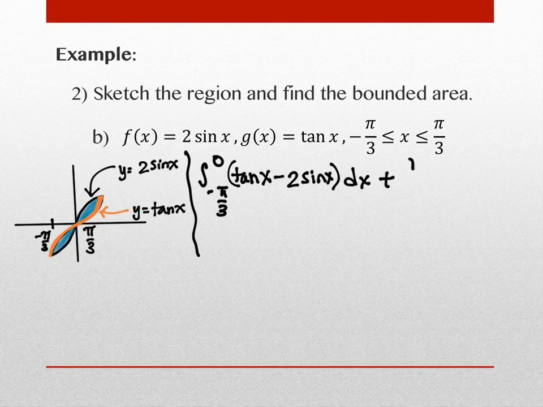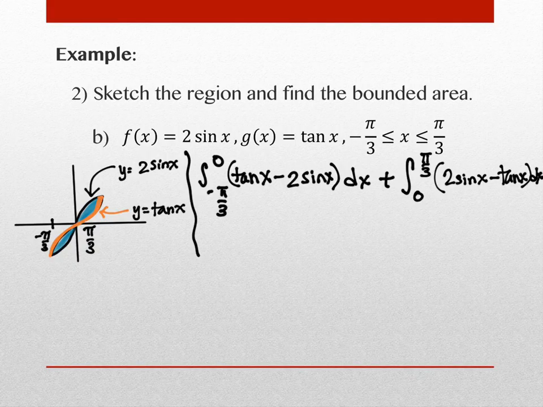And to that, I'm going to add the integral. Where does this integral on the right start? Okay, it starts at 0 and then ends at pi over 3. Which graph is on top? 2 sine of x is on top. And what's on bottom? Tangent of x. dx on the end. Okay.